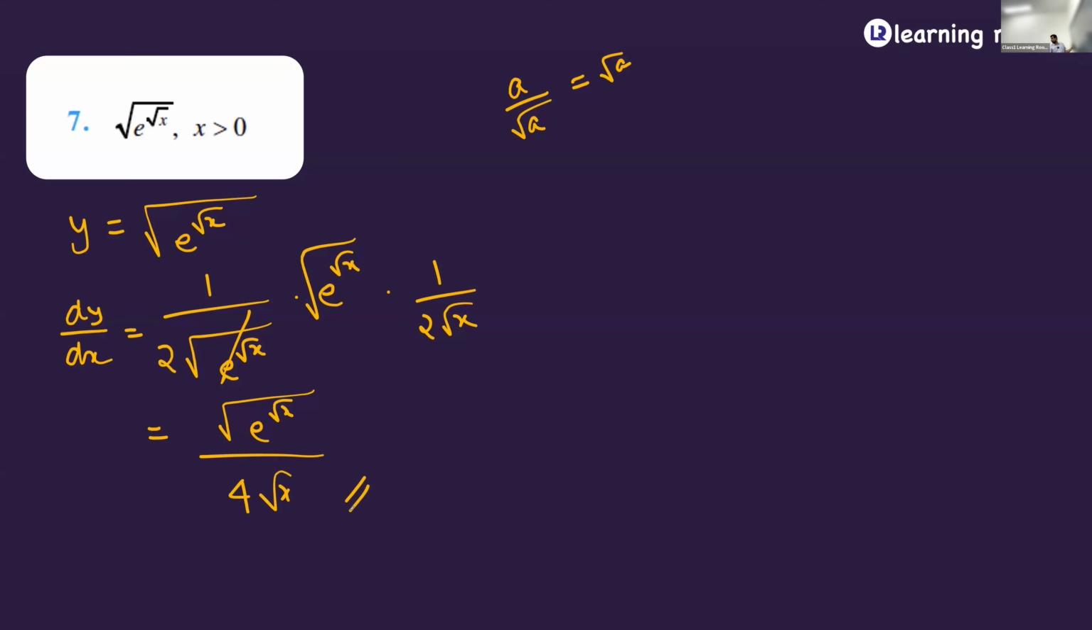Square root x, the derivative is 1 by 2 root x. That's correct only, no? Is there any mismatch in the answer? Check it once.